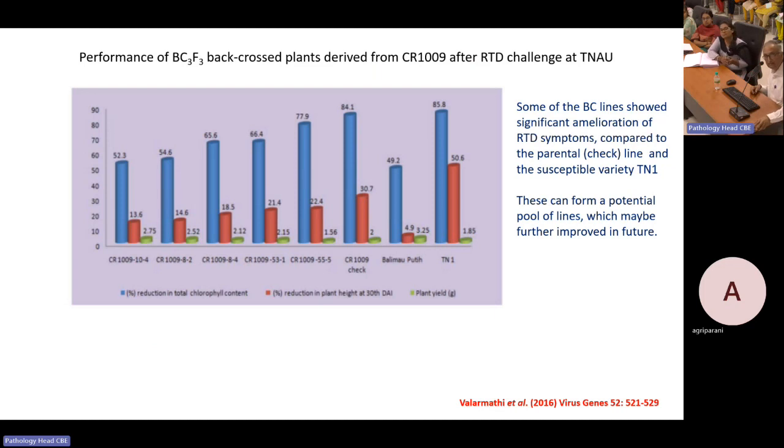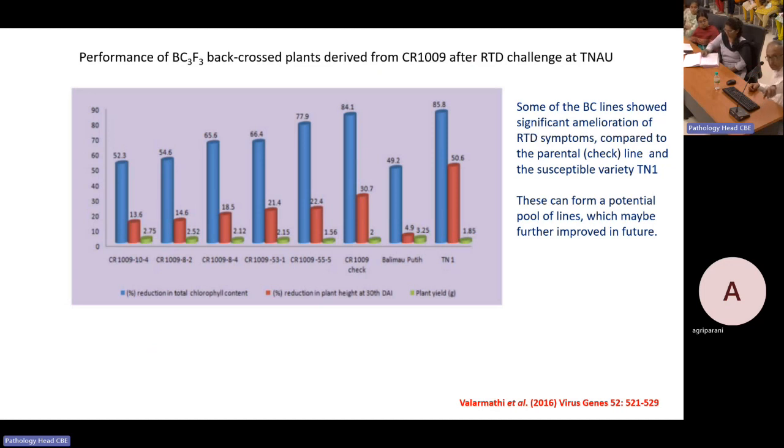The blue lines indicate reduction in total chlorophyll content. So you have the very susceptible variety TN1 on the right. You have the resistance check, Balibau Putih. Balibau Putih is an Indonesian rice variety, which is not really cultivated. It's not a high yielder, but somehow it has good resistance against RTD. But unfortunately, the gene has not been mapped. So we know that Balibau Putih has some resistance gene against RTBV, but we don't know where it is. So unless you have molecular markers, you can't go ahead with that. But this was used as a resistance check.